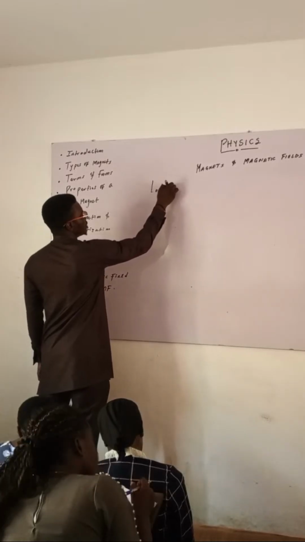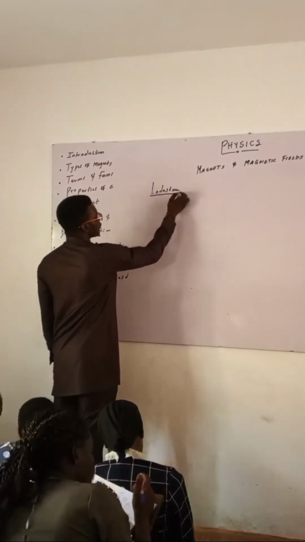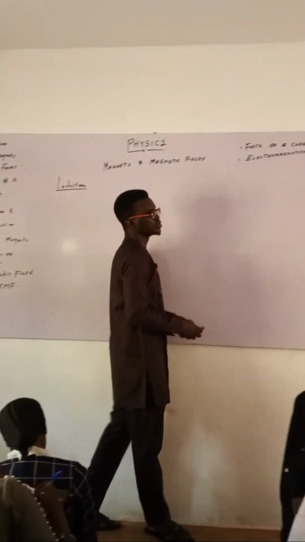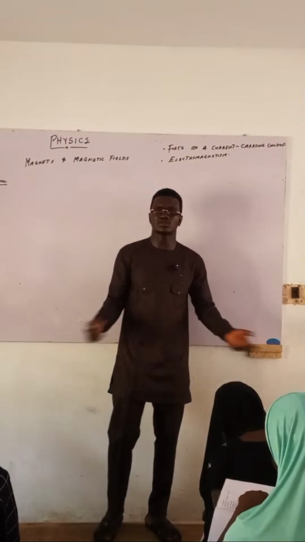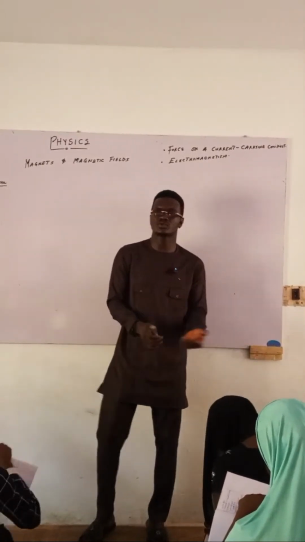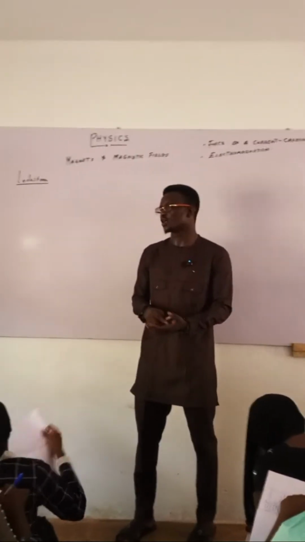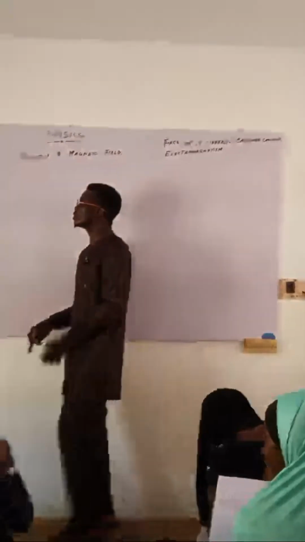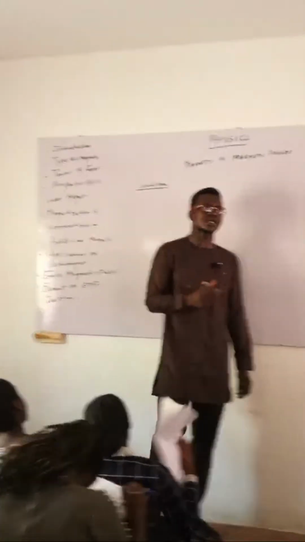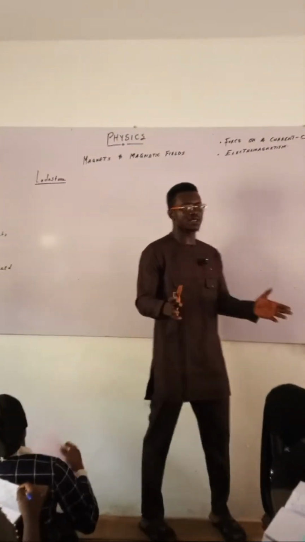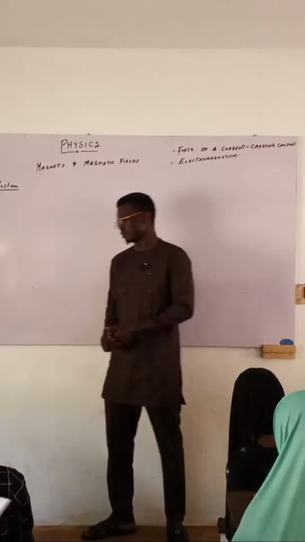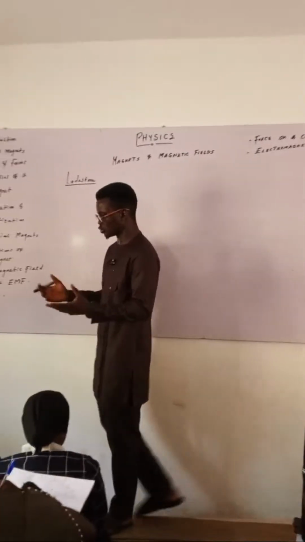So lodestone is an example of natural magnets. Artificial magnets, there are a lot of them. All the ones you produce yourself are artificial magnets, so there is no particular example that I want to give you. When you are talking about magnets, in what forms do magnets exist? Forms of magnets. All these are basic, so don't get too bothered.